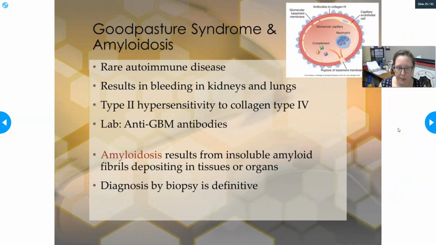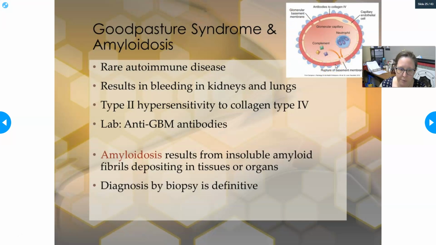Goodpasture syndrome and then amyloidosis. Goodpasture syndrome is a rare autoimmune disease. It results in bleeding in the kidneys and lungs. It's a type 2 hypersensitivity reaction to collagen type 4 that's found in the kidneys and the lungs. And the antibodies are the anti-GBM antibodies, so glomerular basement membrane. So there you go, glomerular basement membrane, GBM. And so that causes this destruction of that and the capillaries and the bleeding.